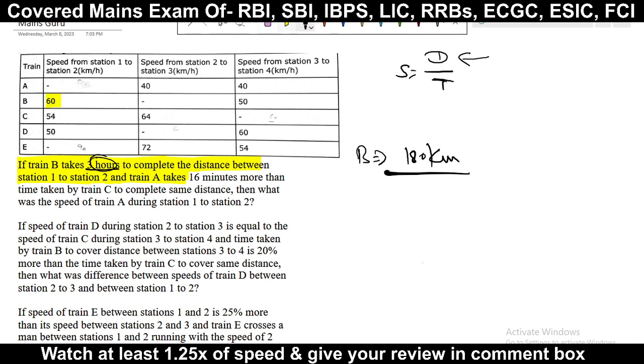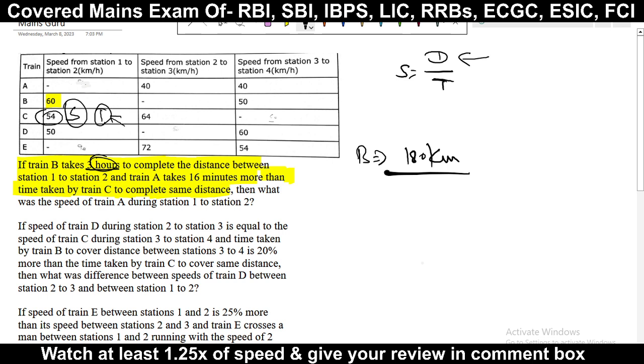Now see the next point. Up to here we have done. Train A takes 16 minutes more than the time taken by train C to complete the same distance. Now it is saying for train A that it takes 16 minutes more than the time taken by C. So do you know how much time train C takes? Here it is train C, and only speed is given to us. Time is not given.